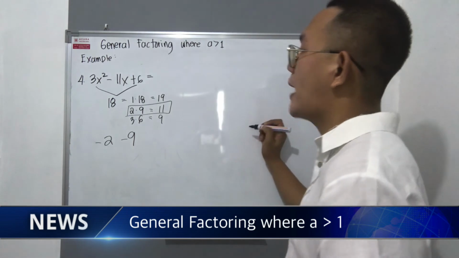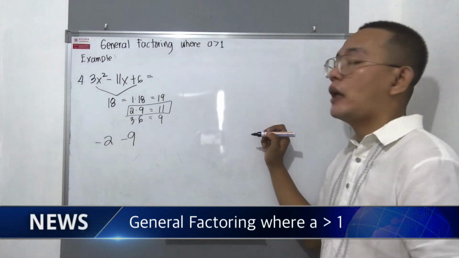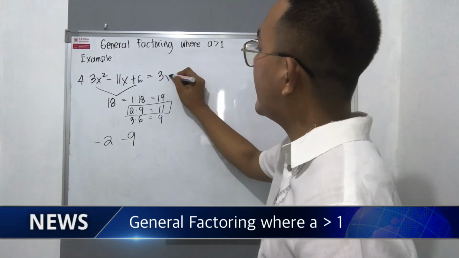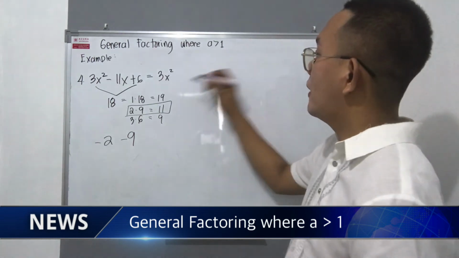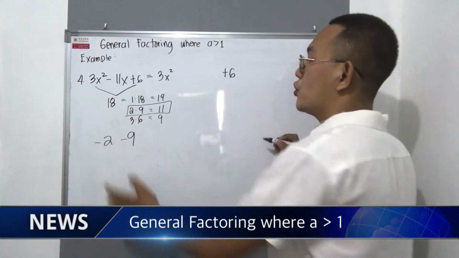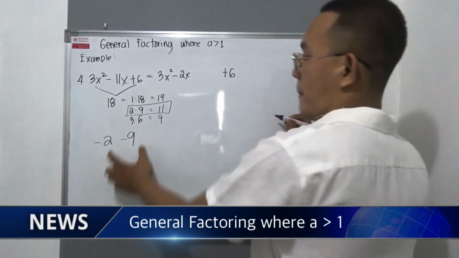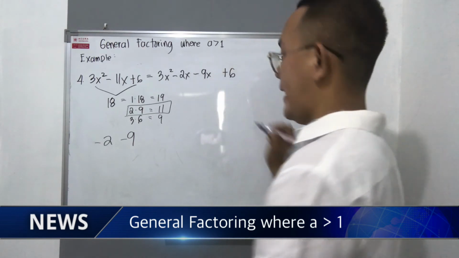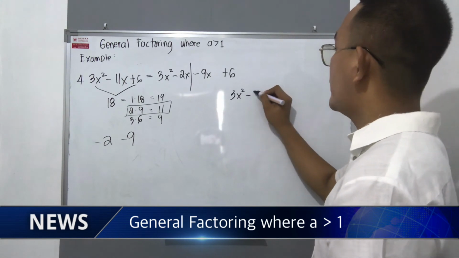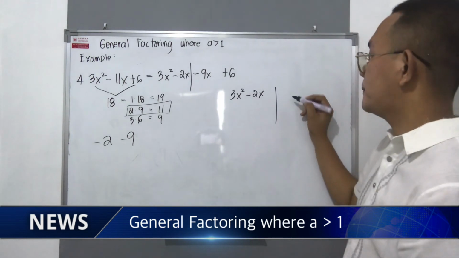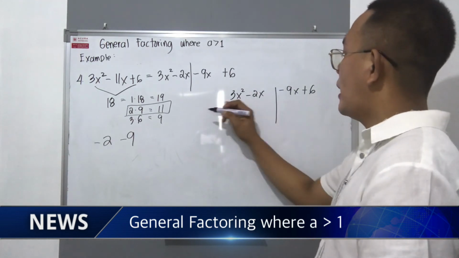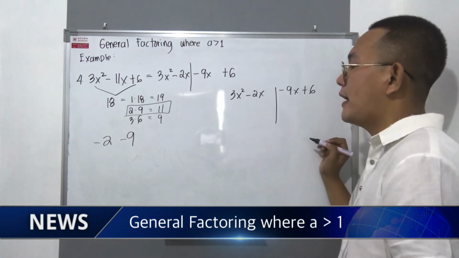Okay, mula dito sa example natin, gawin natin yung kanyang new polynomial example. So, we have 3x squared, copy natin. And then, maglagay tayo ng space. And then, positive 6, copy natin. Minus 2, ibig sabihin minus 2x. Minus 9, ibig sabihin minus 9x. Okay, so hatiin natin sila sa dalawa. 3x squared minus 2x. And then yung isa is negative 9x plus 6. Okay, so factor muna natin yung etong nasa left side natin.